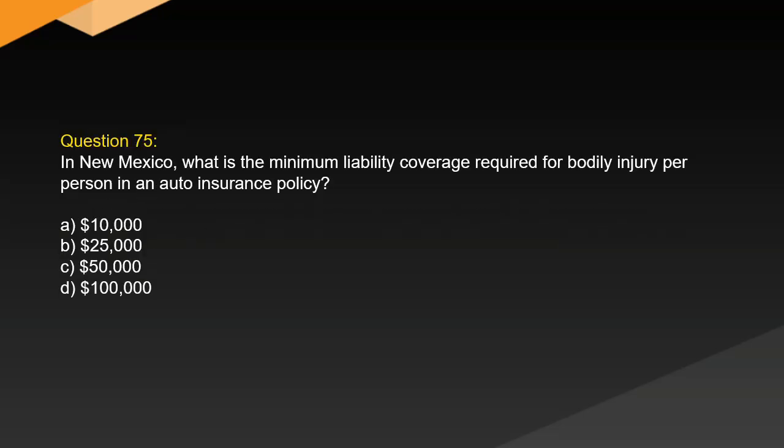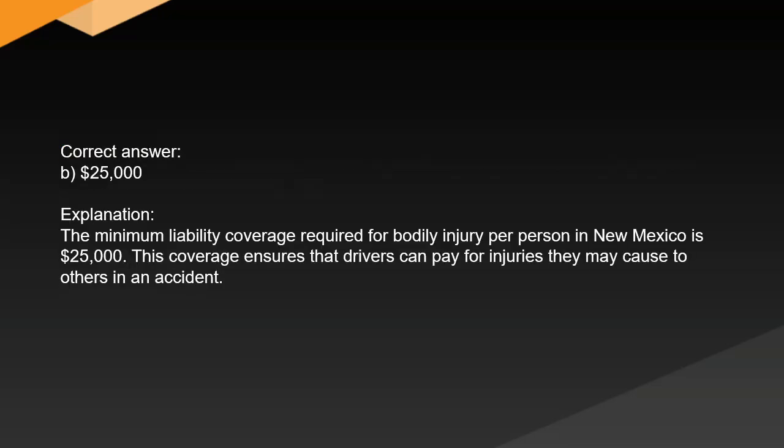Question 75. In New Mexico, what is the minimum liability coverage required for bodily injury per person in an auto insurance policy? A. $10,000. B. $25,000. C. $50,000. D. $100,000. Correct answer: B. $25,000. Explanation. The minimum liability coverage required for bodily injury per person in New Mexico is $25,000. This coverage ensures that drivers can pay for injuries they may cause to others in an accident.